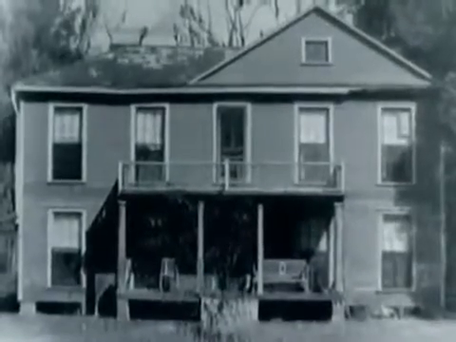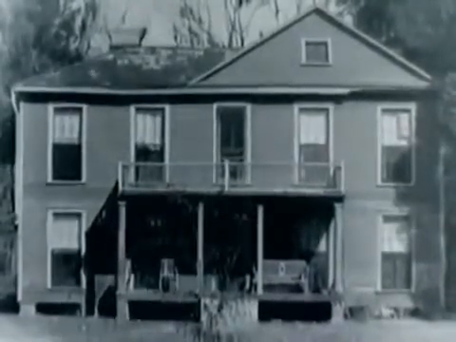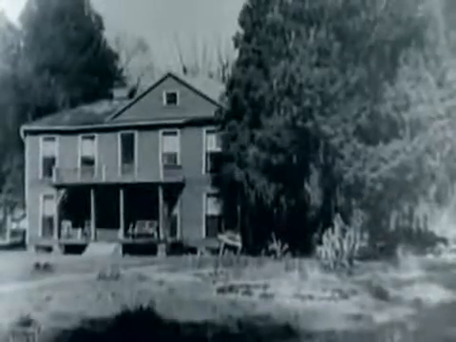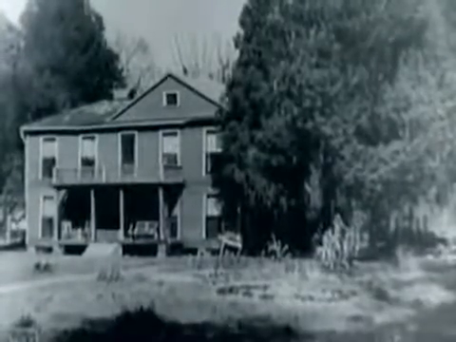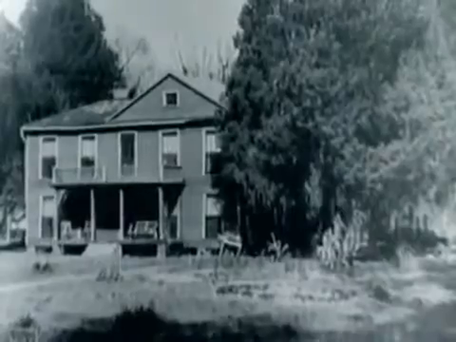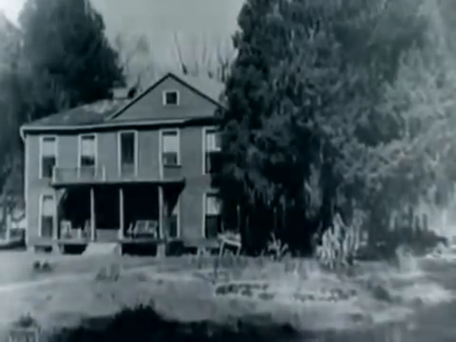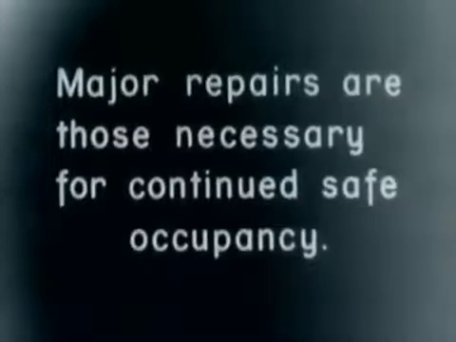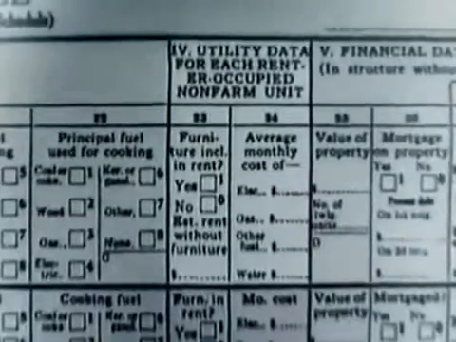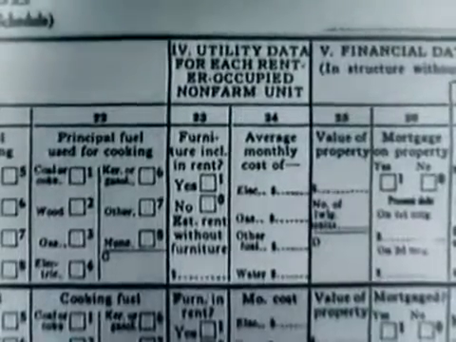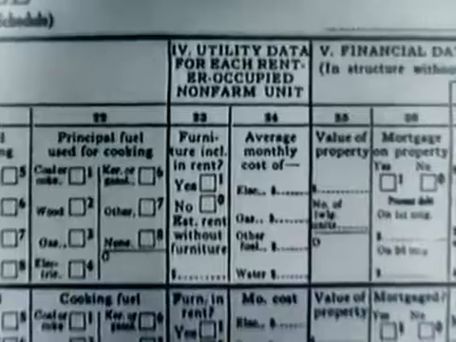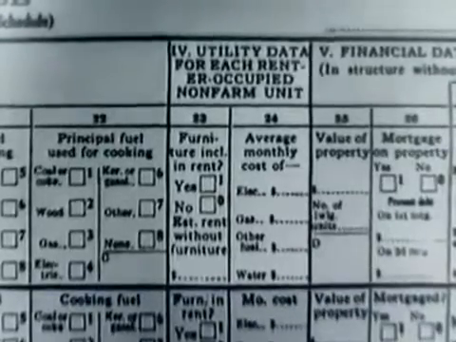The house does not have adequate sewage and garbage facilities, but it is in a safe structural condition and cannot be classified as in need of major repairs. Major repairs are those necessary for continued safe occupancy. Part 4 of the occupied dwelling schedule is to be filled out for every renter-occupied, non-farm dwelling unit.